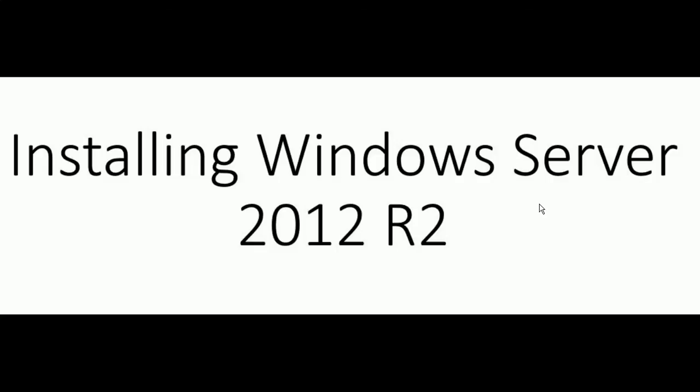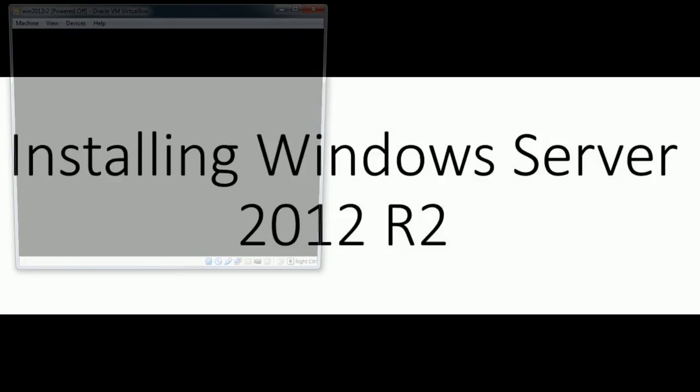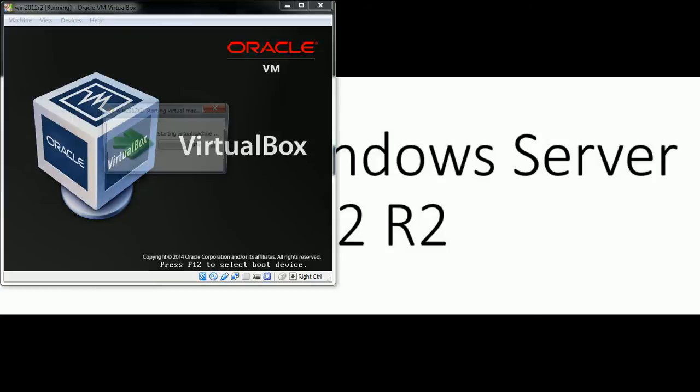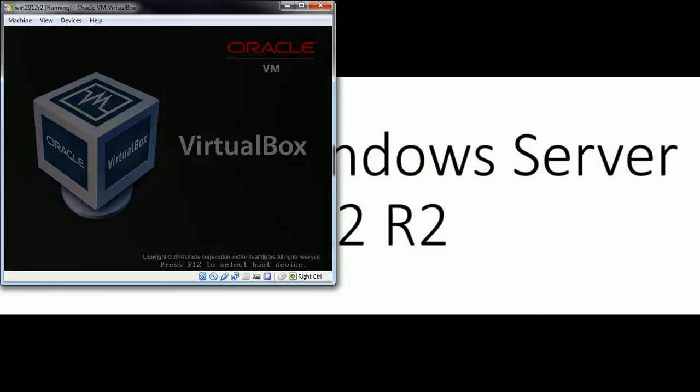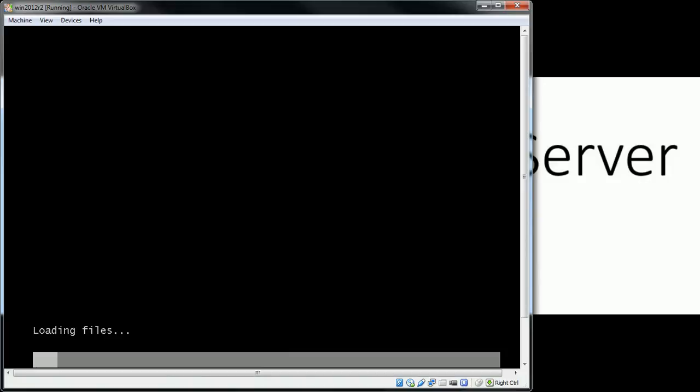In this video, I'm going to install Windows Server 2012 R2. I'm going to install it in a virtual machine, but the process is exactly the same if you're going to install it on a physical machine as well. What we're going to do here first is put in the DVD that is used for the installation process, and we're going to power on the machine.